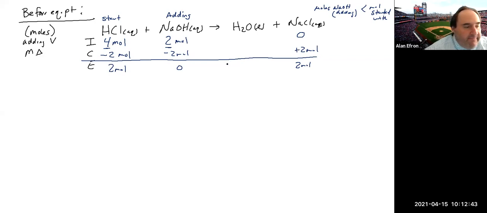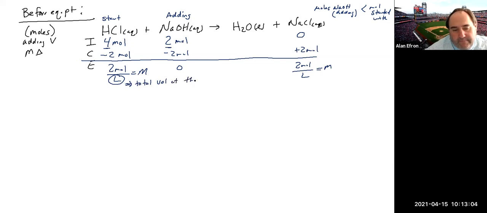Just like in buffers, after we do this first ICE table in moles, it is very good practice to convert these back to molarity. So we would convert this to molarity. We would convert this to molarity. Obviously, the volume here would be the total volume at this point. And what would that be? That would be the volume of HCl we started with plus the volume of sodium hydroxide added, converted to liters.